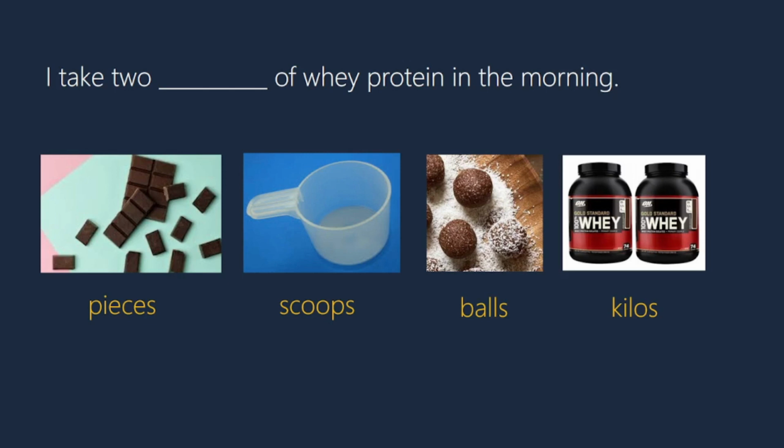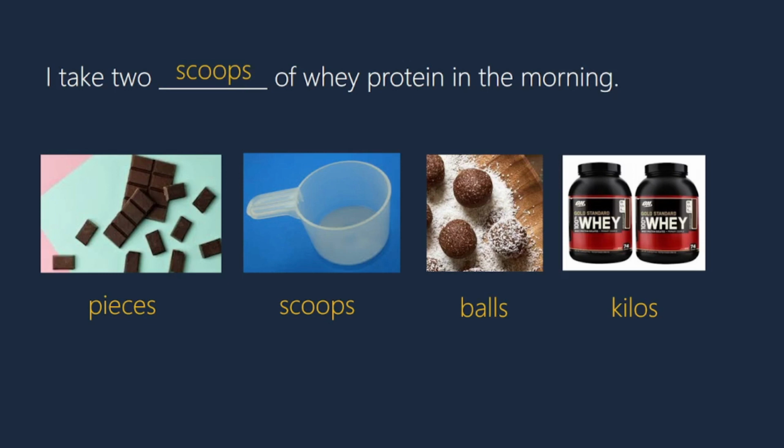So powder doesn't come in pieces. Powder is powder. It comes in different quantities, but not pieces. Scoops look like spoons. Balls and powder are different, so that's not the answer. Kilos, now who takes 2 kilos of whey protein in the morning? That's definitely not the answer. So the right answer to this one is scoops. I take 2 scoops of whey protein in the morning.